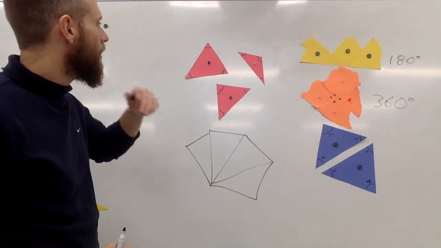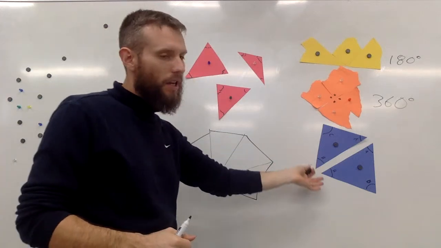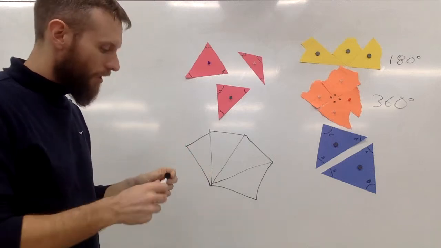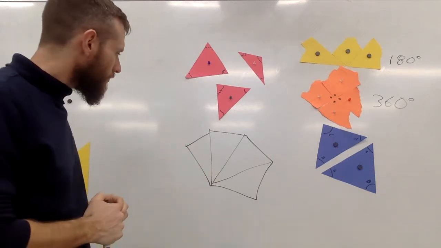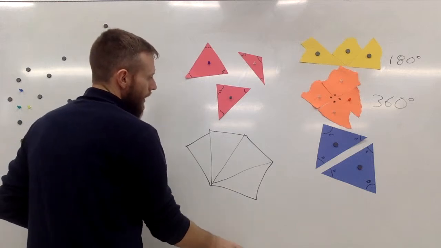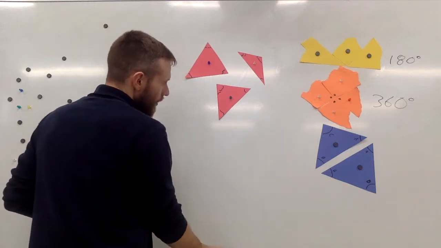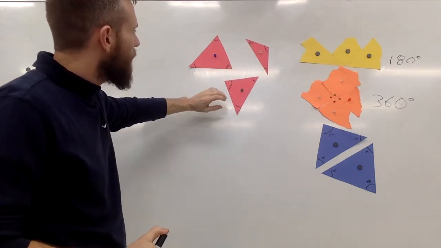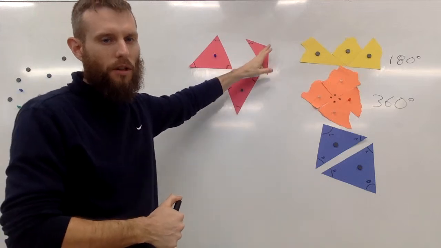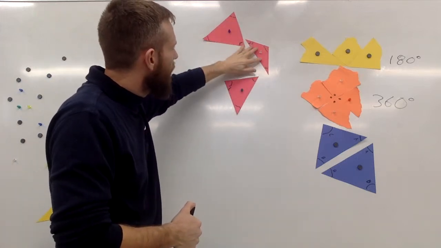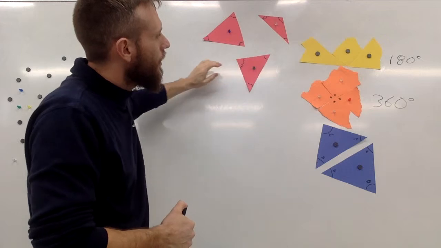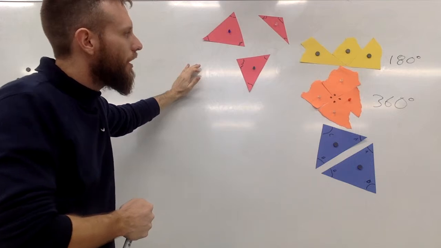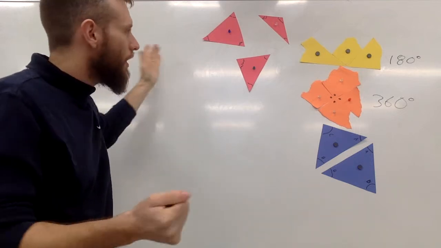A five-sided shape will give you 3 triangles. A four-sided shape will give you 2 triangles. A three-sided shape will give you 1 triangle. And we can see that there's obviously a pattern here. Again, if we had 3 triangles, we would have 180 plus 180 plus 180, which would equal 540. 360 plus 180 is 540. So we see a pattern here.